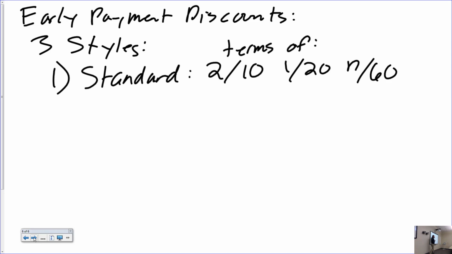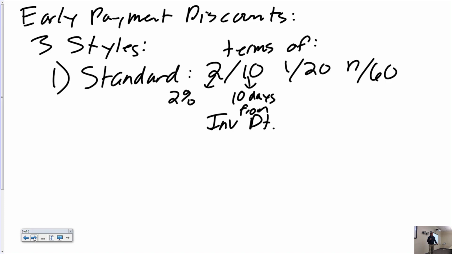All right, so the terms of the invoice are basically how you're setting up your early payment discounts, okay? And the way this reads is 2% if 10 days from invoice date. If you pay within 10 days of the invoice date, you get a 2% discount. All right? The next one gives you the next window of opportunity, right? This is a 1% discount if you pay between 11 and 20 days of the invoice date.